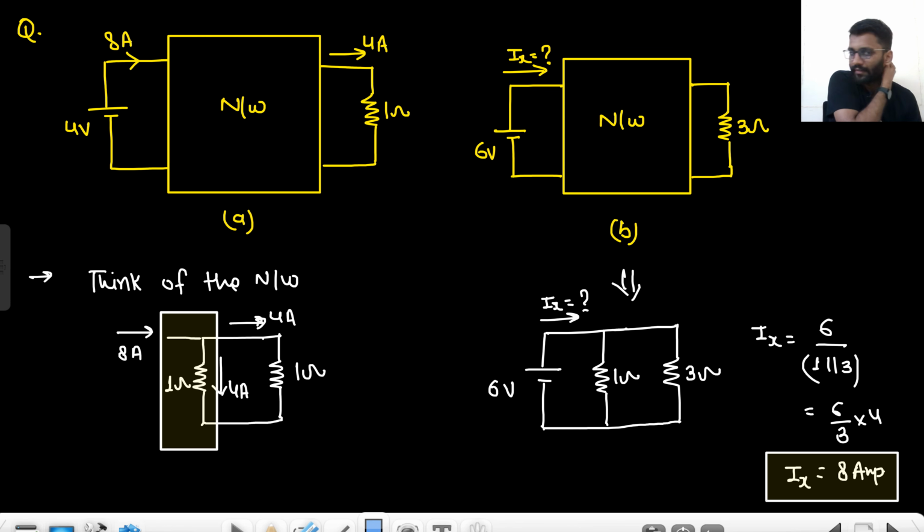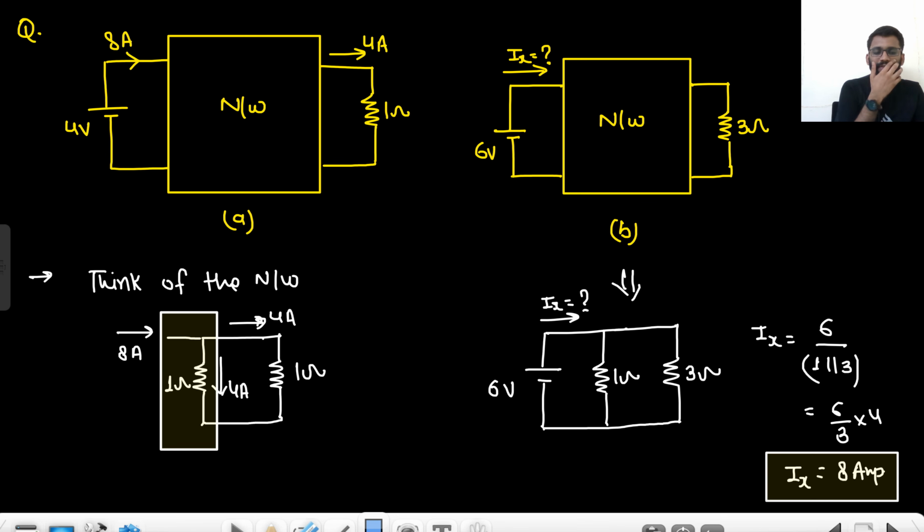Did I solve it right? Ix would be 8 ampere. The same I am getting. 4 ampere, 1 ohm resistance, 1 ohm resistance. 3 and 1 in parallel will give me 3 by 4. So 6 upon 3 by 4, it will give me 8 ampere only. Yeah, that's fine. My final answer is 8 ampere.